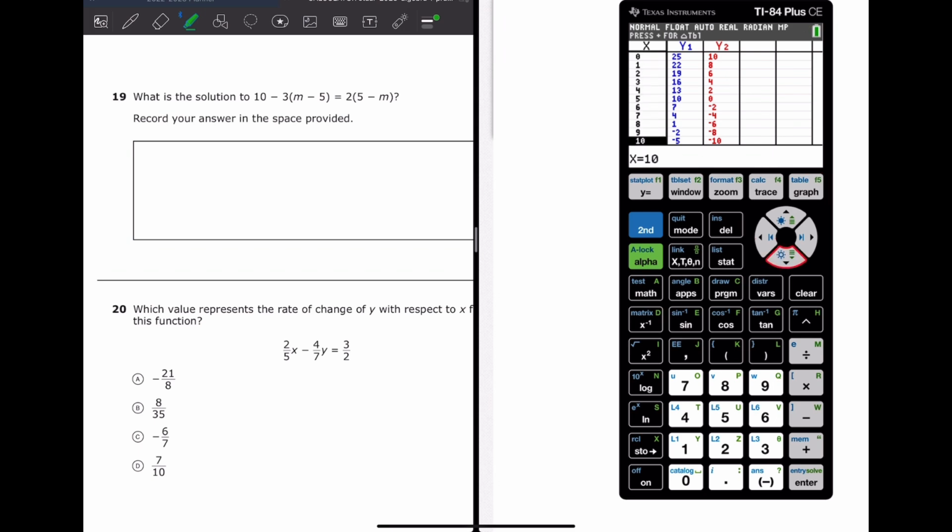Second table to check the table, and we want to look for something equivalent. Here we go, both y's, -20. Solution is 15.